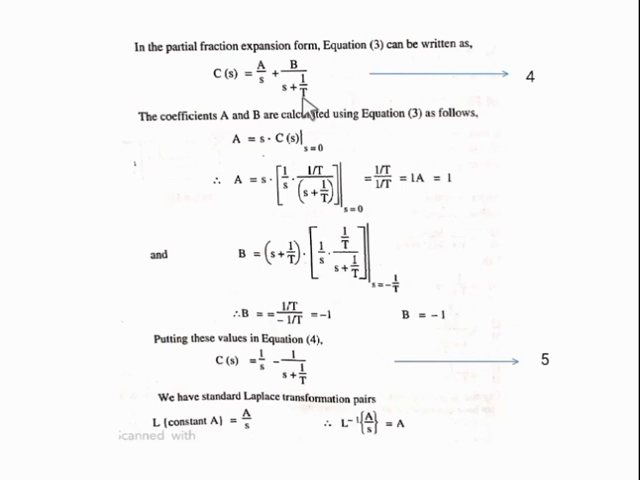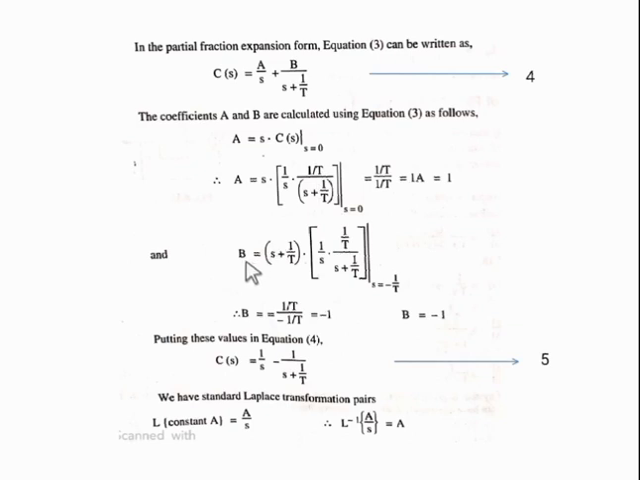So if we put the value of s equal to 0, we get the value of a, and if we put the value of s equal to minus 1 over t, we get the value of b. So here we put s equal to 0 to get the value of a. So this is 1 over s, divided by s into 1 over t divided by s plus 1 over t. So this s will cancel out. In the remaining term, if we put the value of s equal to 0, it is 1 over t divided by 1 over t. So it is 1. So the value of a equals 1.